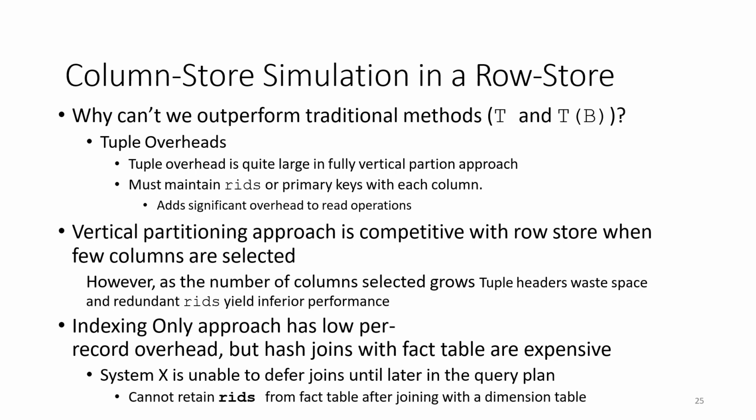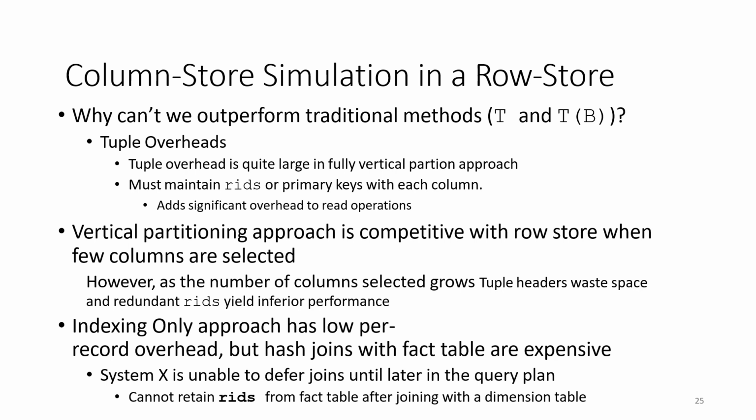Column store simulation in a row store. Why can't we outperform traditional methods T and T(B)? Tuple overhead is quite large in the fully vertical partition approach. It must maintain record IDs of primary keys with each column, adding significant overhead to read operations. The vertical partitioning approach is competitive with the row store when few columns are selected. However, as the number of columns selected grows, tuple headers waste space and redundant reads yield inferior performance.